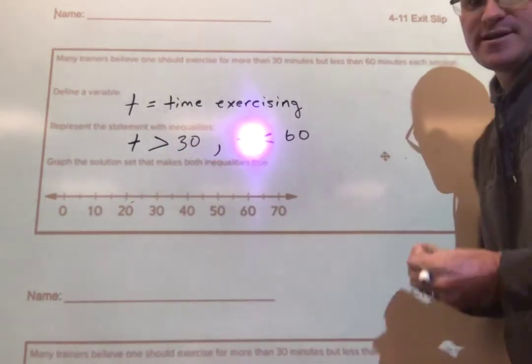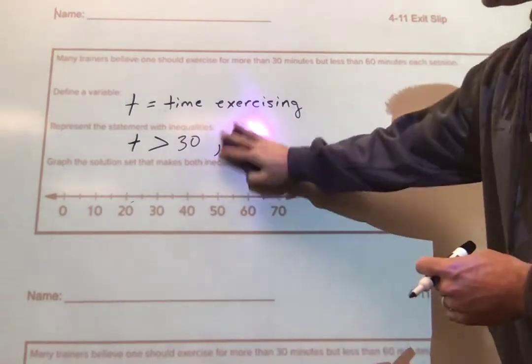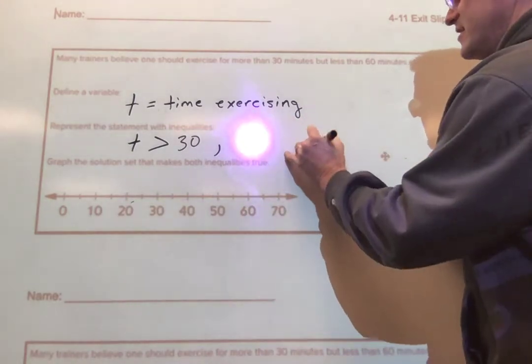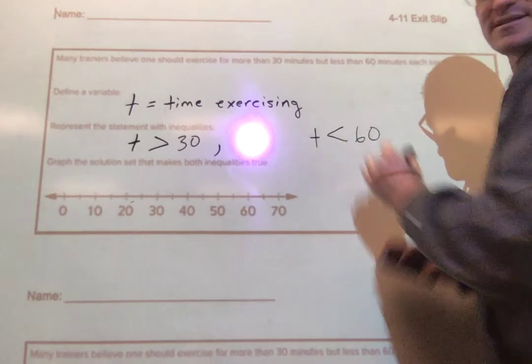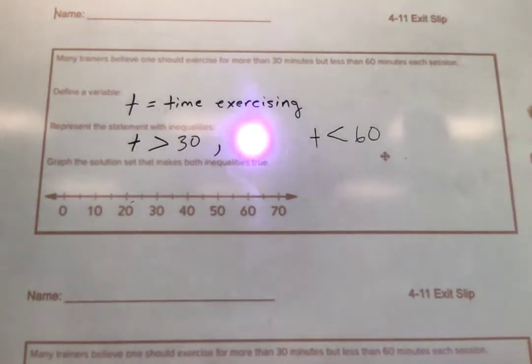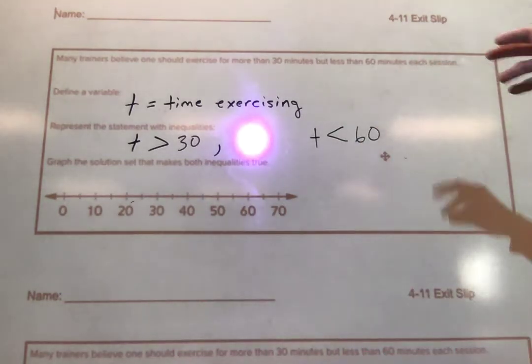not equal to it. It looks like this got a little bit in the camera light here, so I'll move it over. T has to be less than 60 there. You can see it a little bit better. Those are the two inequalities that would represent this.